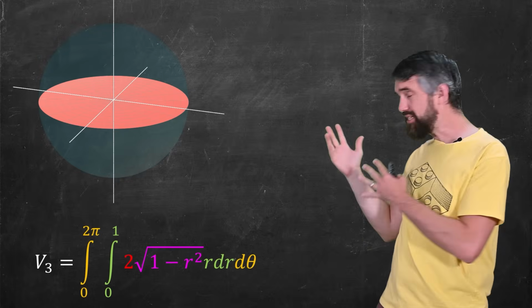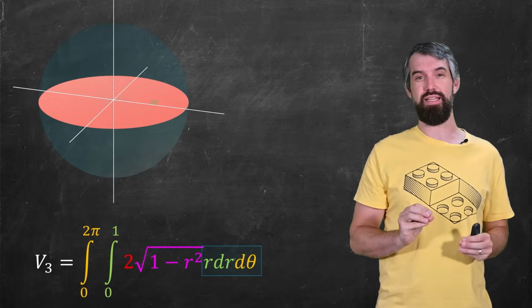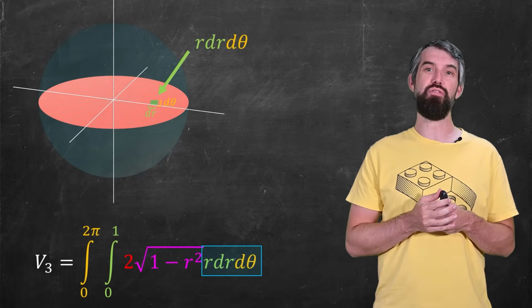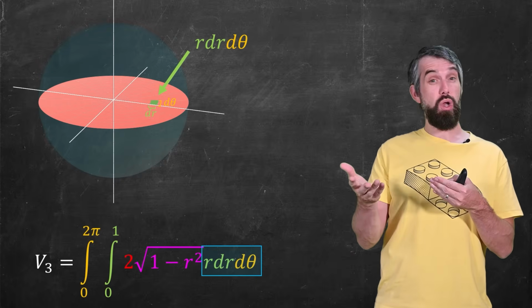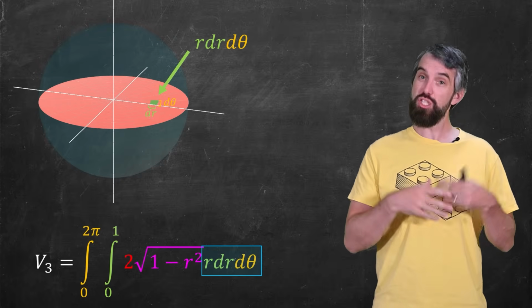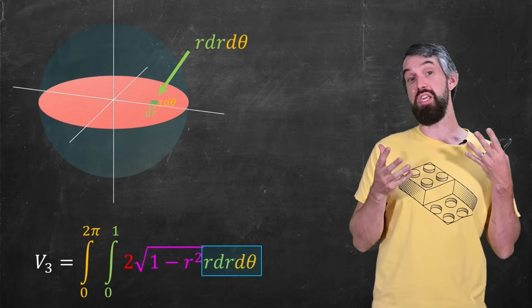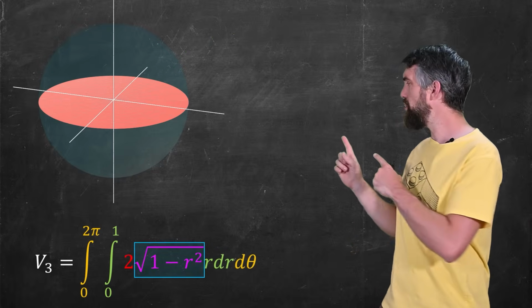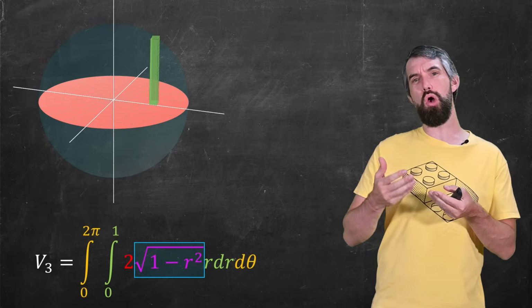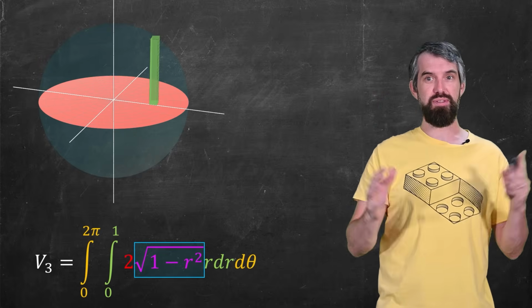I'm going to start with a disk in the xy plane, and I'm going to put a little patch on that disk. And this little patch consists of a small change that we call dr in the radius, the distance away from the origin, and a small change in theta, what happens if I rotate around the origin. But then I'm going to go, instead of just a patch, from the xy plane all the way up to the top of the sphere, and I'm going to claim this weird square root.